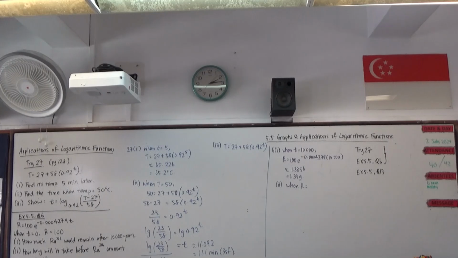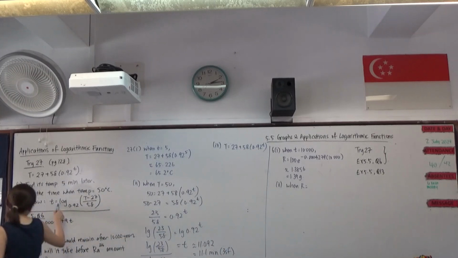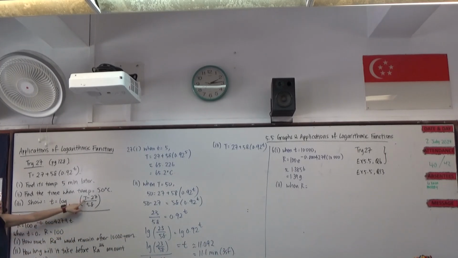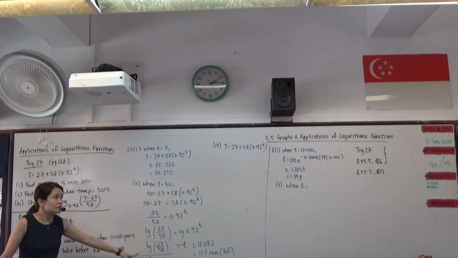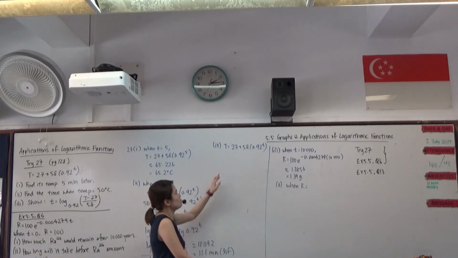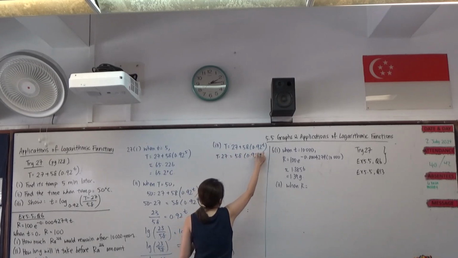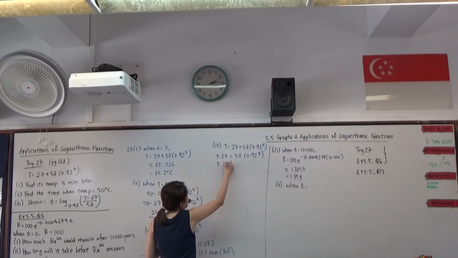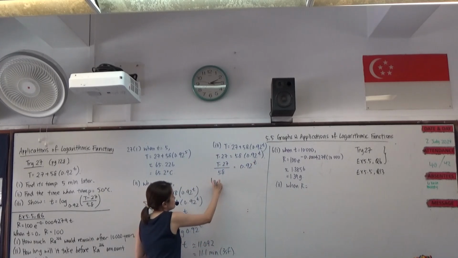Then in part 3, we want to show this: small t equals log base 0.92 of (T minus 27) over 58. Actually, this is not a challenge if you understand what we're doing over here. Over here in part 2, we have numbers put in already, but over here we're just doing it with the unknowns small t and big T. So the process is the same. We bring 27 over to the left, then we divide by 58, then we log on both sides.